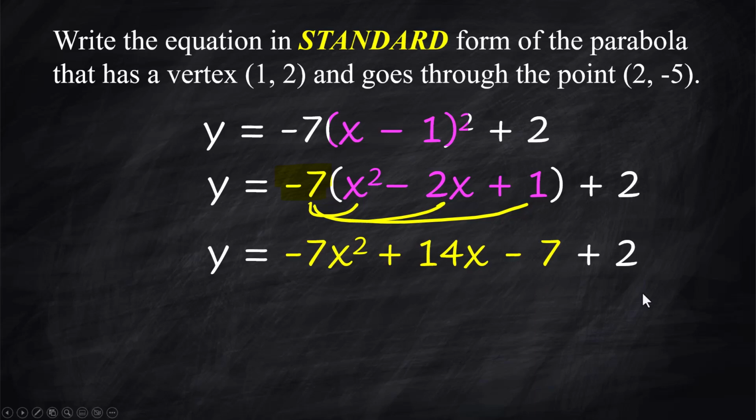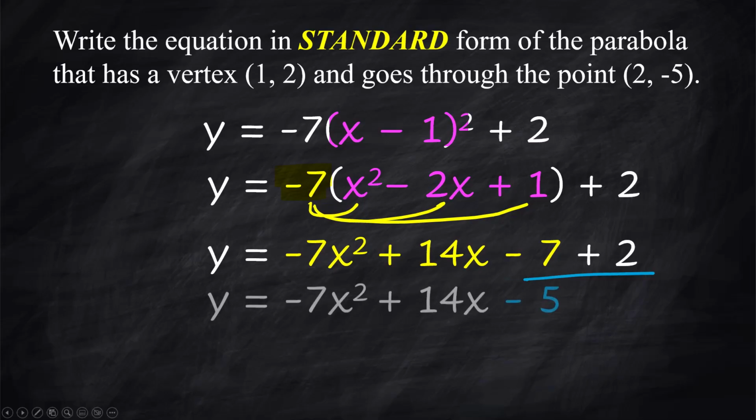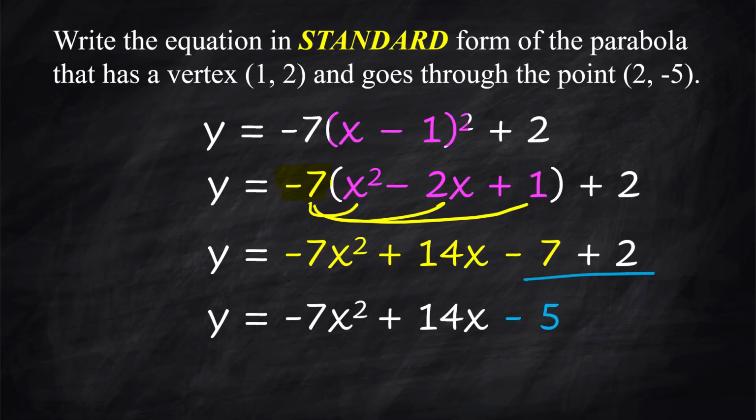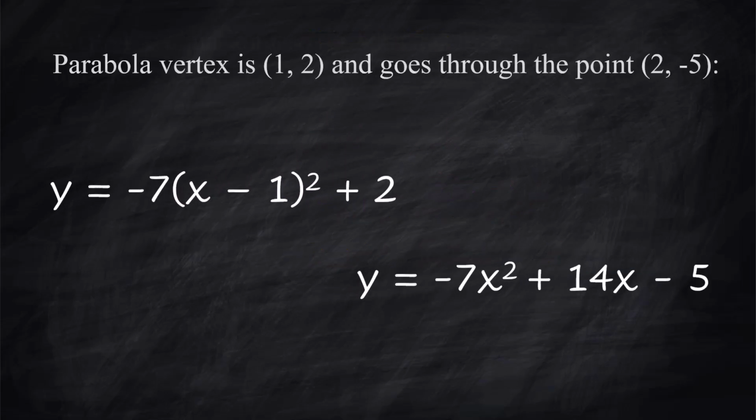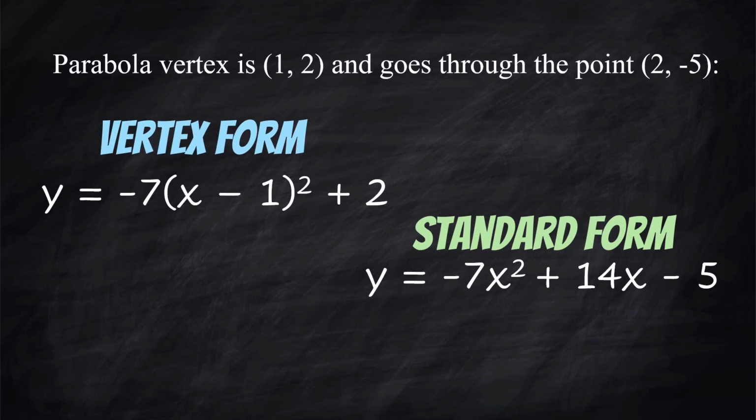And again, the plus 2 is just coming along for the ride, except now it gets to play. And we're going to combine the negative 7 with the plus 2. And we end up with a negative 5 for that. Our final answer in standard form is this. Just to make the point, vertex form, standard form, but it's the exact same parabola. We just changed how we move some symbols around, we do some math to change the format of that equation.